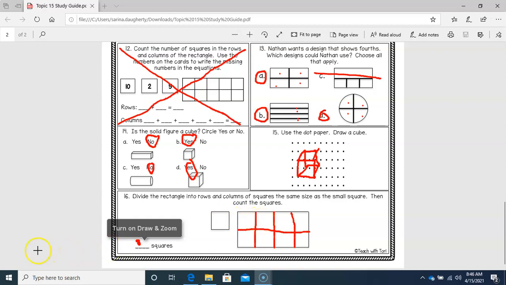All right, guys, that's it. I think this should be a fairly easy test for you. And make sure you look over it tonight and you'll be ready for your test tomorrow.